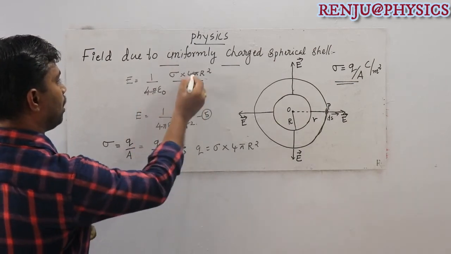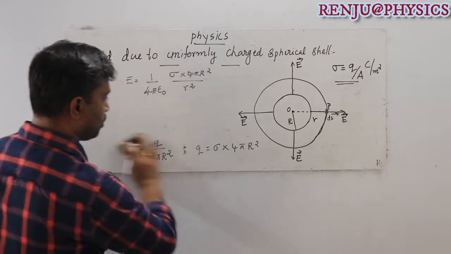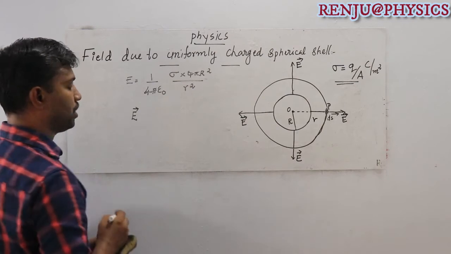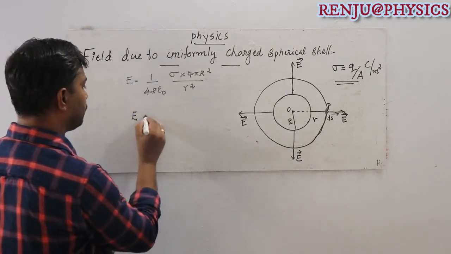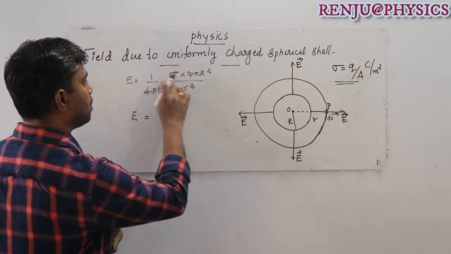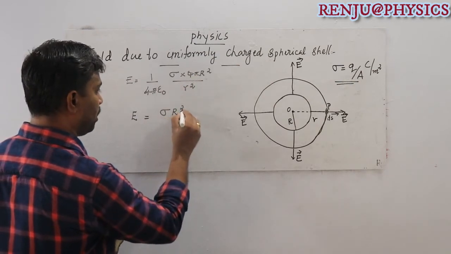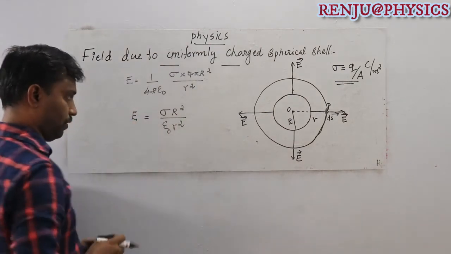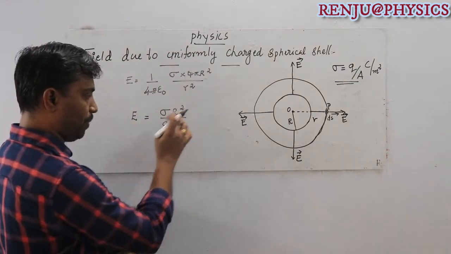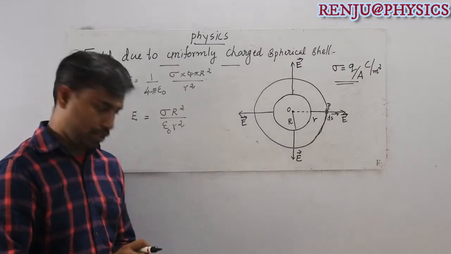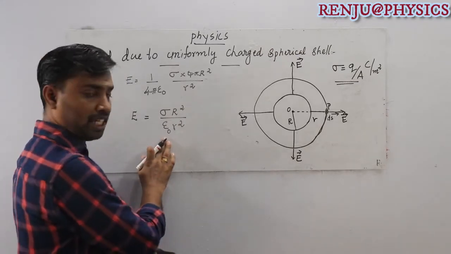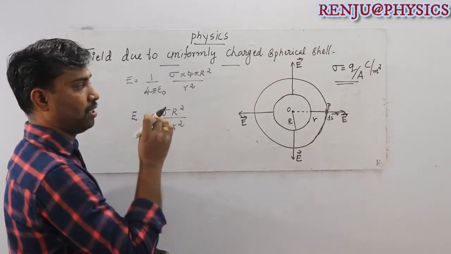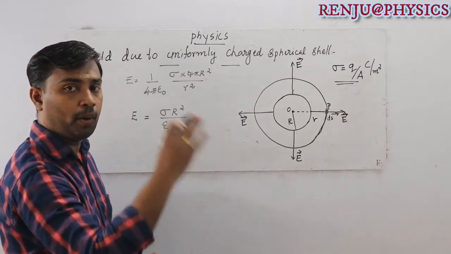Here 4 pi will be cancelled. So we get the electric field intensity at a point due to a spherical shell, E is equal to sigma capital R squared divided by epsilon 0 small r squared. Sigma is the surface charge density, capital R is the radius of the spherical shell, epsilon 0 is the permittivity of free space, and r is the distance between the center of the spherical shell and the point.